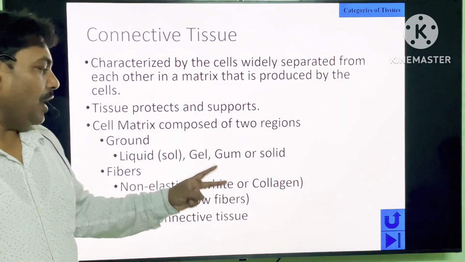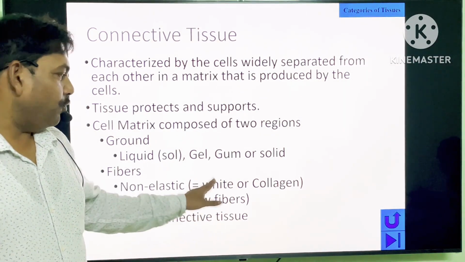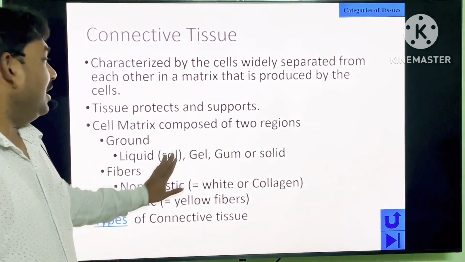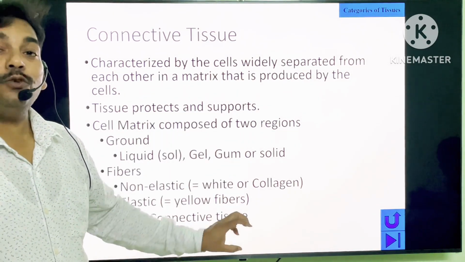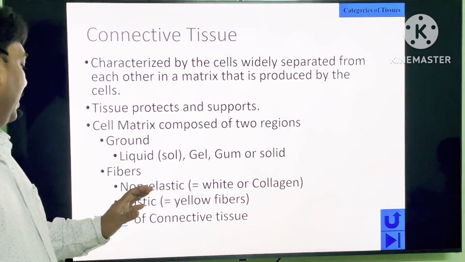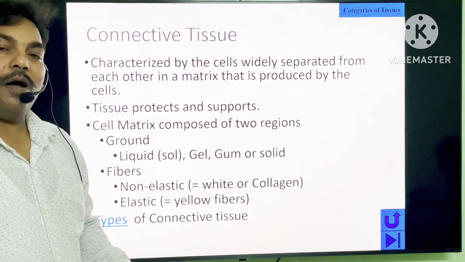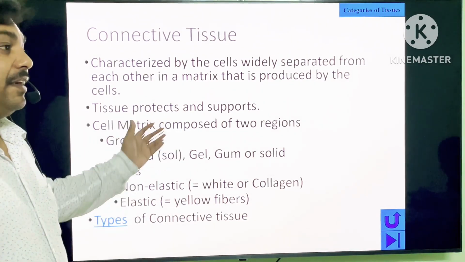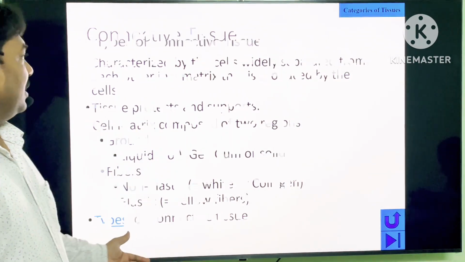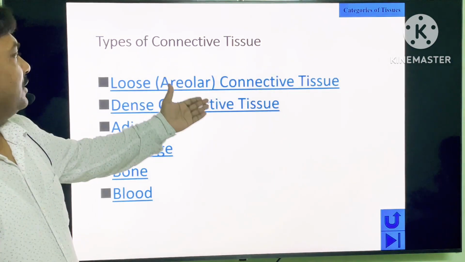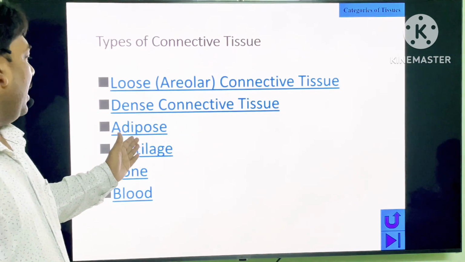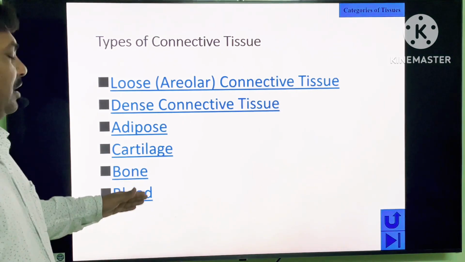Fibers are of two types: non-elastic, which are white collagen fibers, and elastic, which are yellow fibers, and all of these are present to make a connective tissue. Connective tissue is also divided by the type of its matrix and fibers content. The types of connective tissue are loose connective tissue, dense connective tissue, adipose connective tissue, cartilage, bone and blood.